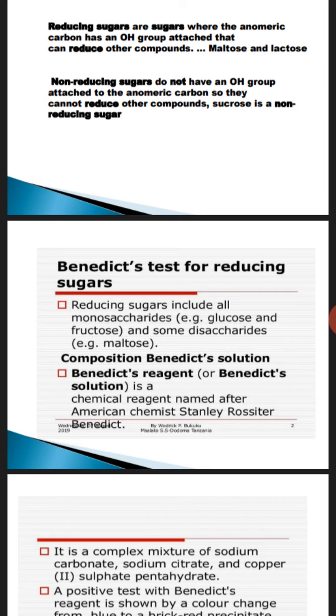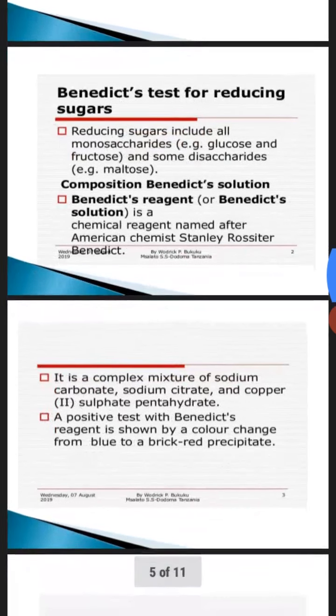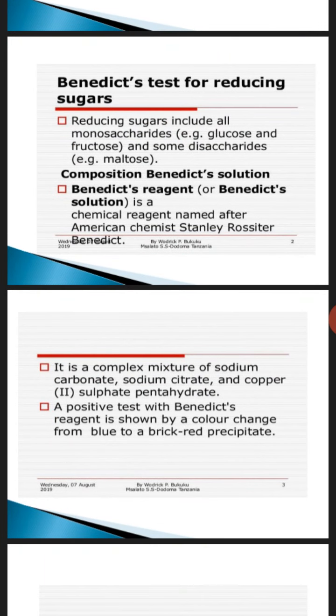Benedict solution is a chemical reagent named after the American chemist Stanley Rossiter Benedict, who prepared this solution, and after his name this reagent is named. It is a complex mixture of sodium carbonate, sodium citrate and copper, that is cupric sulfate pentahydrate.